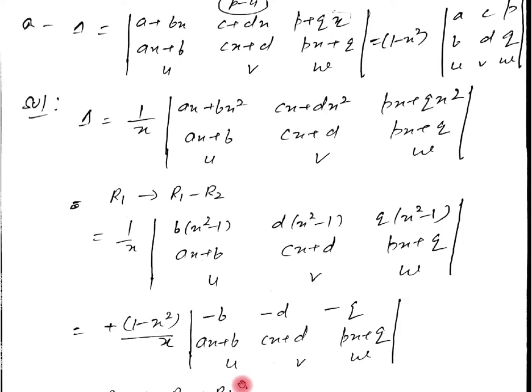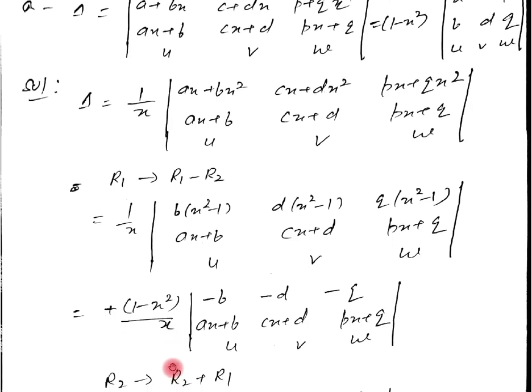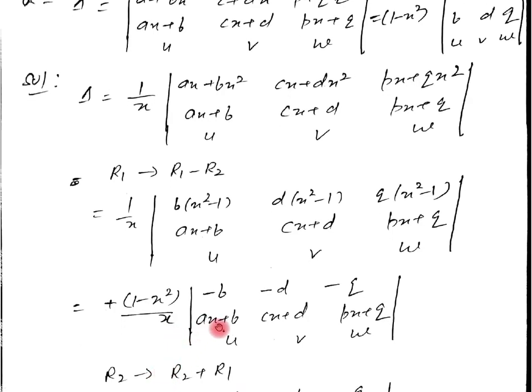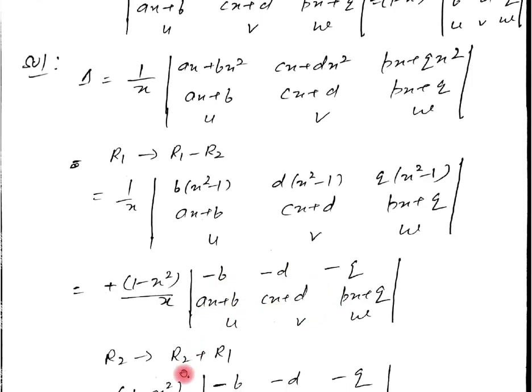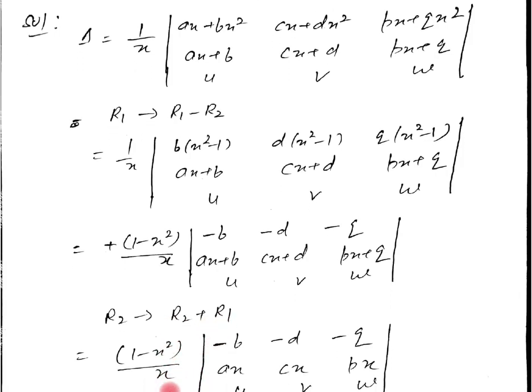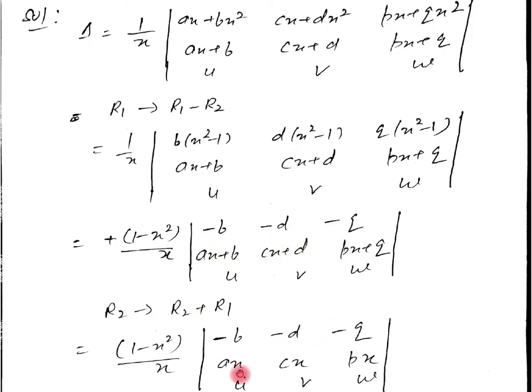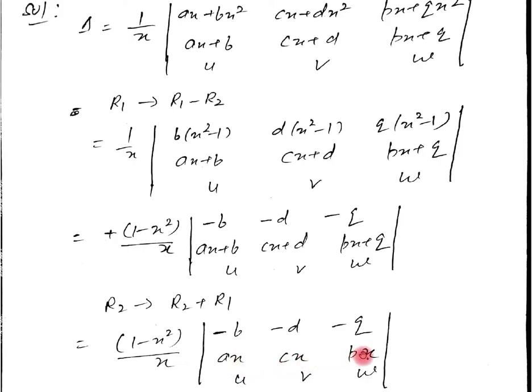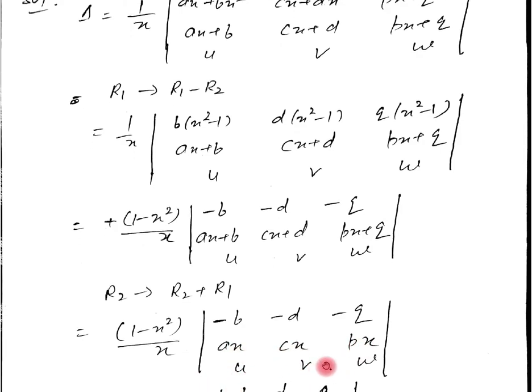Now in the next step, again these elements are to be converted into single elements. These are already single. Now we have to convert these into single elements. So let us see what we are doing here. Operating R2 to R2 plus R1, it will be converted into a single element. This quantity will remain as it is, the first row will remain as it is. When we add these two rows, we get here Ax, Cx and Px. The third row will remain as it is.